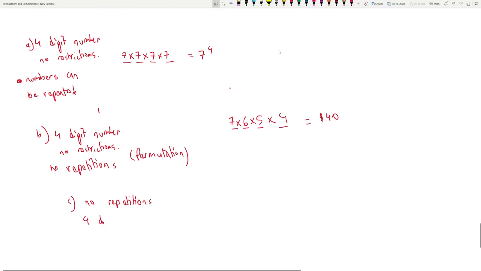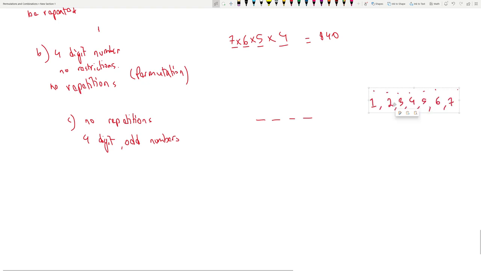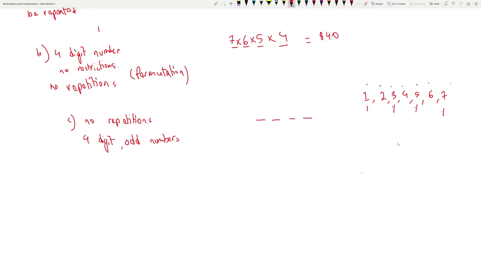But we need to make 4-digit odd numbers. 4-digit odd numbers, 1, 2, 3, 4, and this is our pool. Okay, so to be odd, the last number has to be odd basically. So it's either 1, 3, 5 or 7. So we have 4 options over here. 4C1, 4 options. But here it doesn't really matter. So you used 1 out of 4, 4C1. You have 4 options. You used 1.